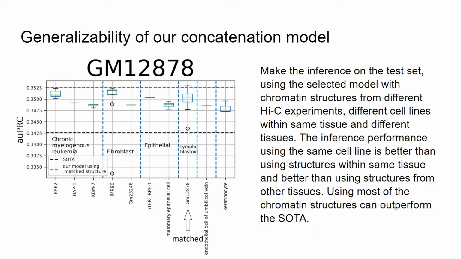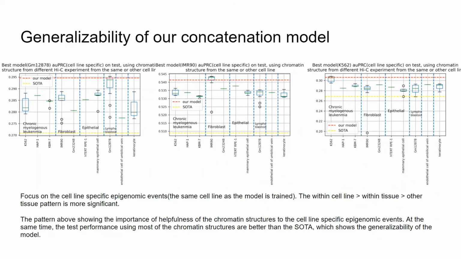So we have shown that the cell line matters, but the model can always achieve good performance when using some other chromatin structures in the inference. So next, we focus on the inference performance for the cell line-specific epigenomic events. As shown in the box plot, chromatin structures from the same cell line give the best performance, and if the chromatin structures come from the same tissue or from similar cell lines, it's slightly worse, but still better than others. And again, making inference using most of the chromatin structures can beat the SOTA, which indicates the generalizability of our model.